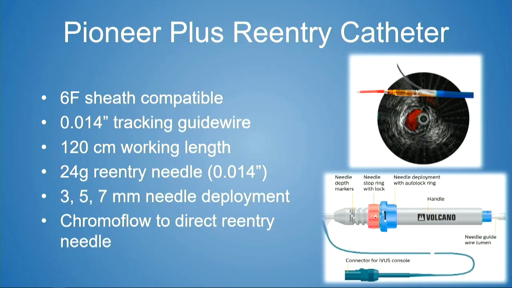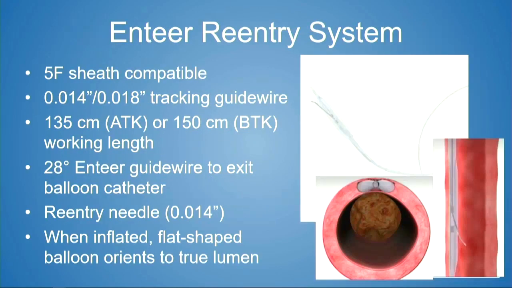The Pioneer Plus reentry catheter is also 6 French compatible and works over an 014 guide wire, again 120 centimeter working length with a 24 gauge reentry needle. This catheter, in addition to offering IVUS capabilities, also allows you to objectively deploy the needle to various depths, which can be helpful depending on your vessel size you're working on. But the real advantage of this catheter is it does allow IVUS for guiding your reentry location.